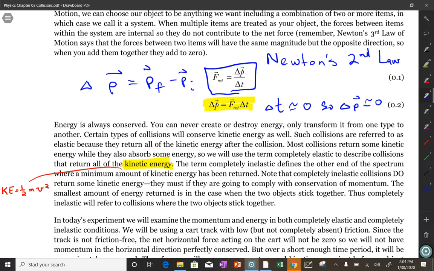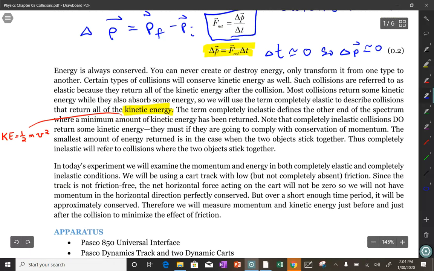Or you could take that, and since momentum is mass times velocity, it turns out you can also write kinetic energy as momentum squared divided by 2m. That's another valid equation for kinetic energy. The energy something has because it's moving. That's one type of energy.